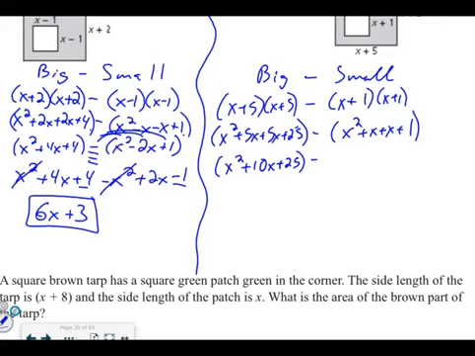So that's the expression for the big square. And then the small square should be x squared plus 2x plus 1. That's the expression for the small square. Make sure you have it in parentheses like you see on the screen.